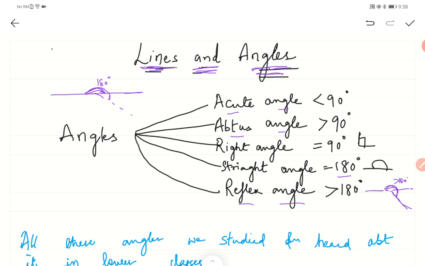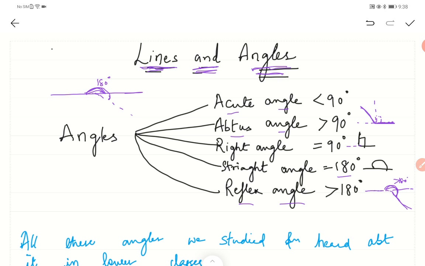Okay, so for the obtuse angle, how can I show this? This is my basic line, suppose the origin. If it is greater than 90 degrees, isn't it? This is greater than 90 degrees. This will form 90, and it is greater than 90 degrees.